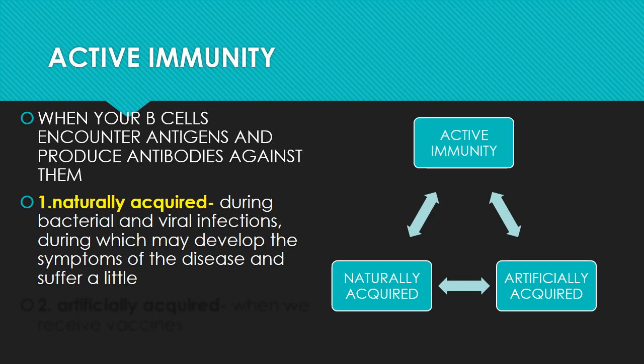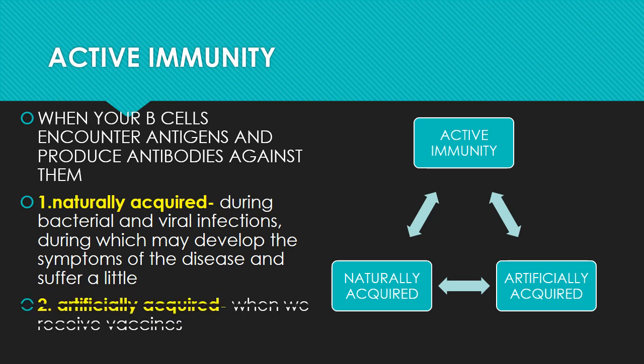So as I said, we have naturally acquired. When we say naturally acquired, during bacterial and viral infections, you may develop the symptoms of the disease and suffer a little. So during infection, this naturally acquired immunity is developed. Then artificially acquired, from the word artificial, when we receive.